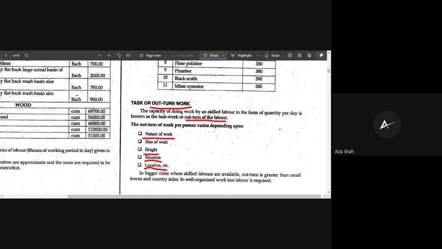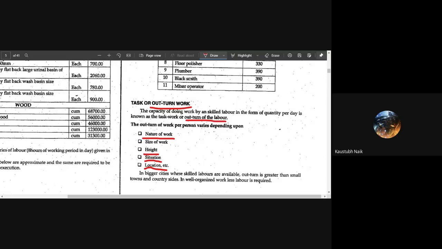Local, sir. Local will give you more outturn work. Why, can you tell me? Can anyone justify your friend's statement? Can anyone justify? Try to think who will be giving more output, local laborer or a laborer who has come from outside.